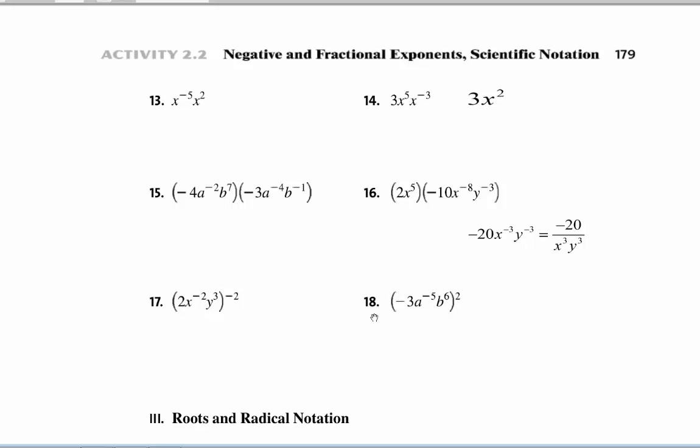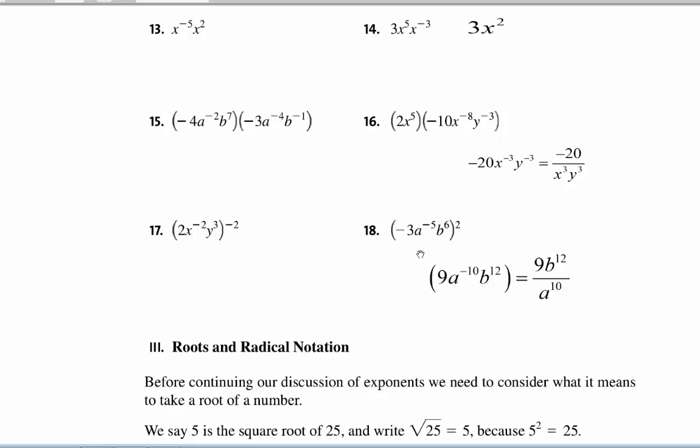Number 18. So everything that's inside the parentheses will need to be squared. So think of this as negative 3 raised to the second power. So that's negative 3 times negative 3, which gives us positive 9. Now the product to a power rule says that we can multiply the exponents. So this a to the negative 5 becomes a to the negative 5 times 2, which is negative 10. And we have b to the positive 6 times 2, which would give me b to the positive 12.